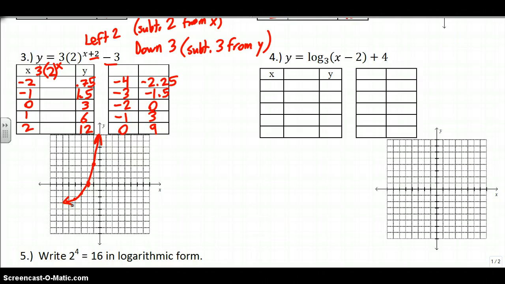And this one, you'll notice, has a horizontal asymptote at y equals negative 3. Now, where'd that come from? It came from right there, that minus 3 at the end. Remember, we shifted everything down 3, so that included the asymptote that was at 0.